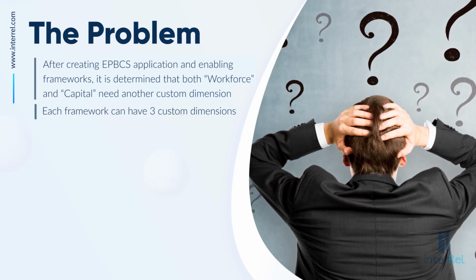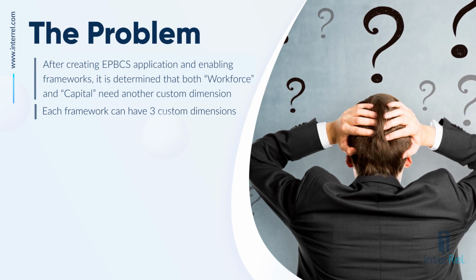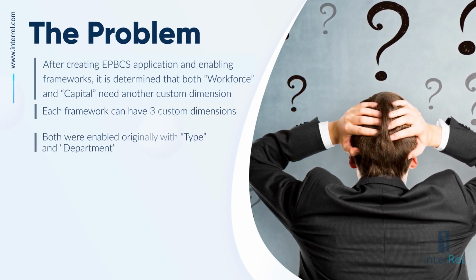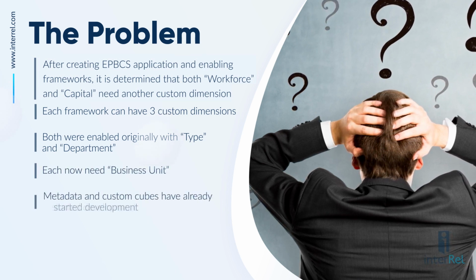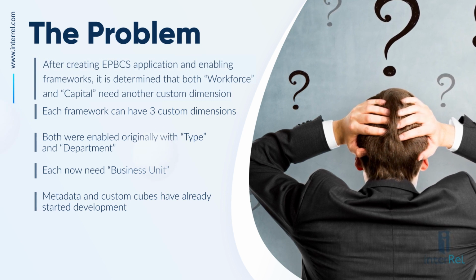In our example, we created a planning application and enabled both workforce and capital frameworks. We created two custom dimensions in each, named Type and Department. We now need to have a third custom dimension named Business Unit. Other development has been taking place, custom cubes built, and the financials framework enabled.